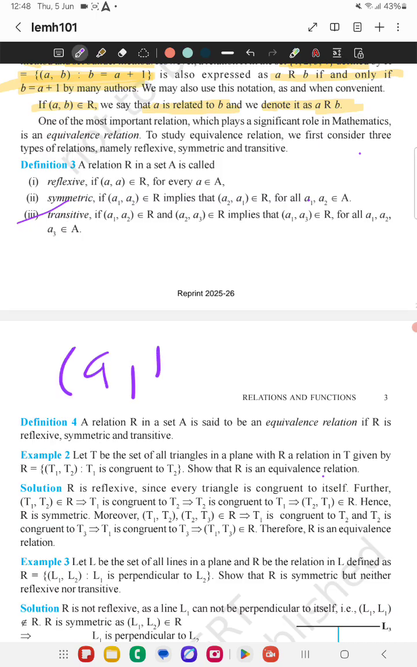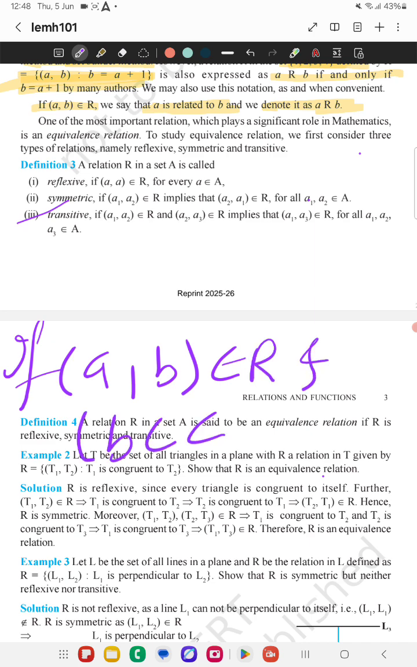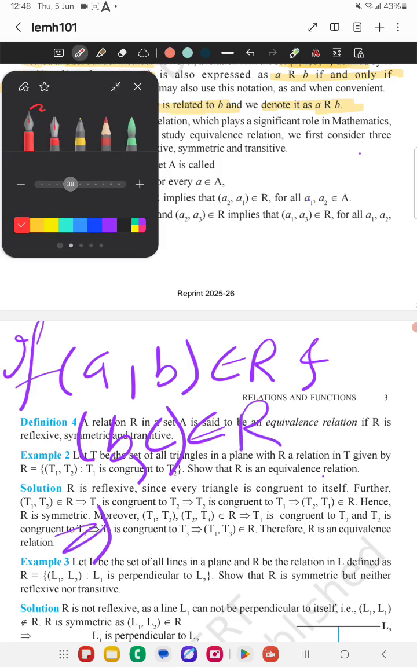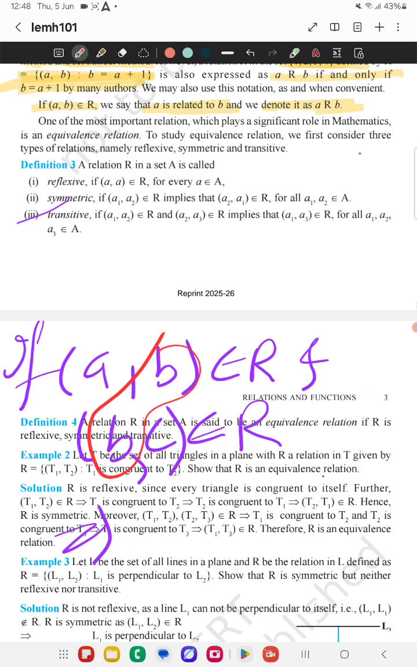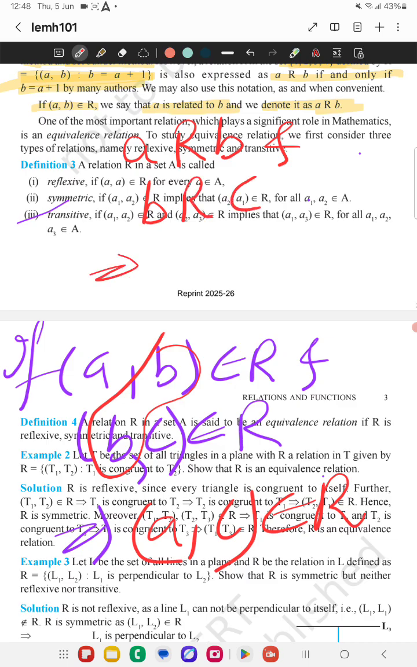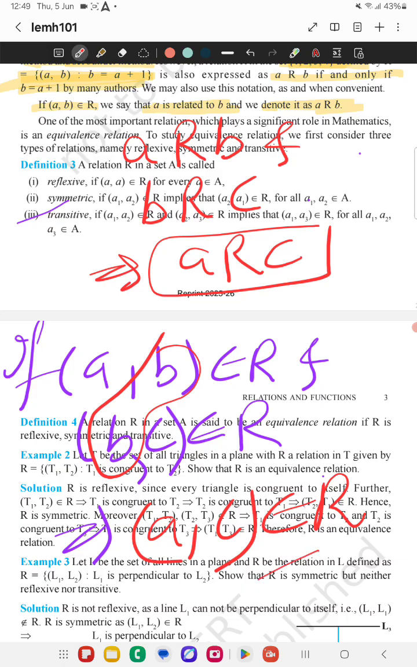We have A, B. If (A, B) belongs to R and (B, C) belongs to R, this implies that (A, C) should also belong to R. That is, if A is related with B and B is related with C, it is clear that A is related with C. So this is the definition of the transitive relation.